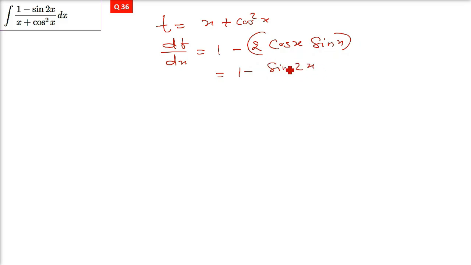Let me tell you again. Sin 2 theta is 2 sin theta by 2 cos theta by 2. That is, sin 2 theta is 2 sin theta cos theta. But here just write 1 minus sin 2x.